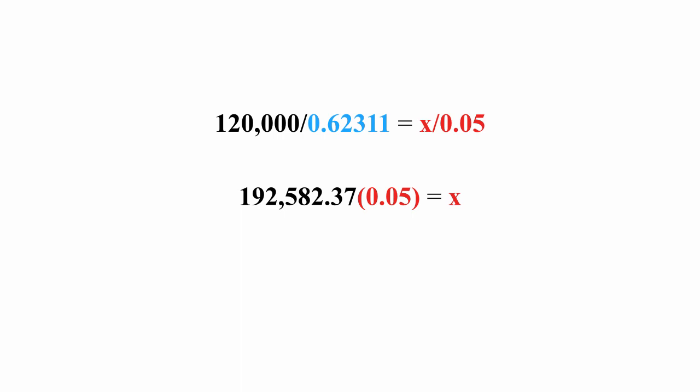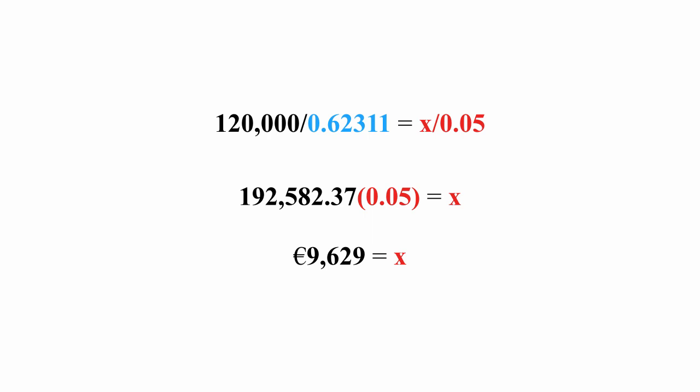192,582 multiplied by 0.05 is because we brought that 0.05 over from the right side of the equal sign to the left side, and that was a divisor. Now it's a multiple of. So we multiply that by 0.05 to get us an X of €9,629. And we were asked to find out what the monthly repayments are on this mortgage.